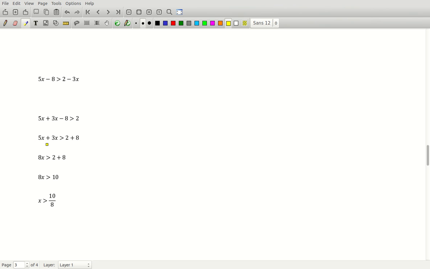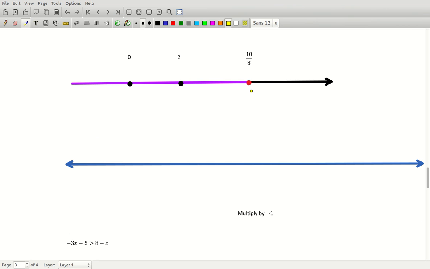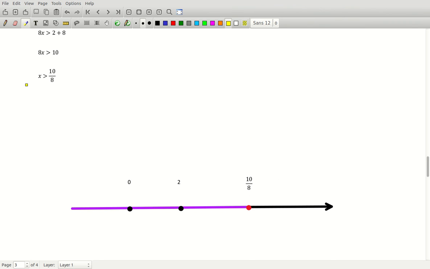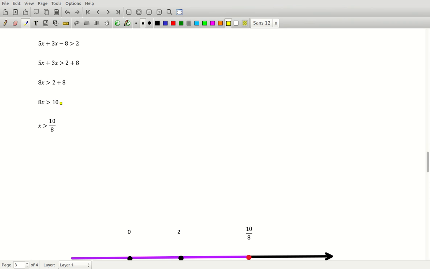I obtain 5x plus 3x greater than 2 plus 8. So I obtain 8 times x greater than 2 plus 8, I mean 8 times x greater than 10. I divide by the coefficient of x, 8, and I obtain x greater than 10 over 8. You see, this is the solution. This inequality is satisfied if and only if x is greater than 10 over 8.